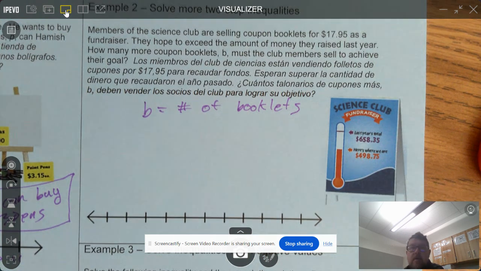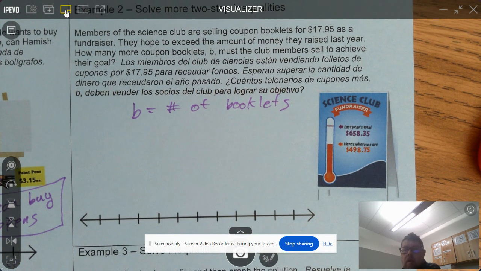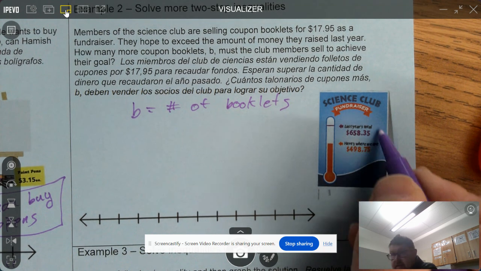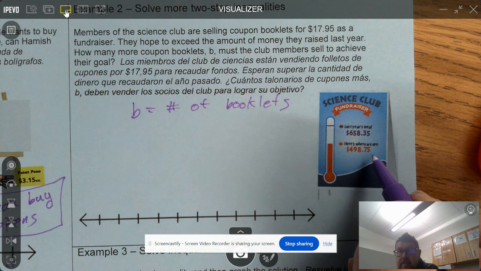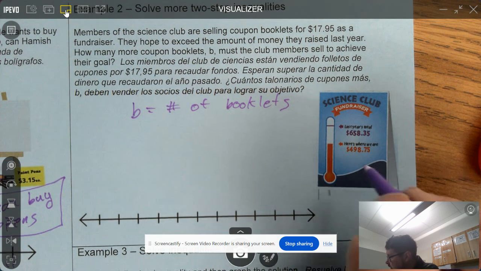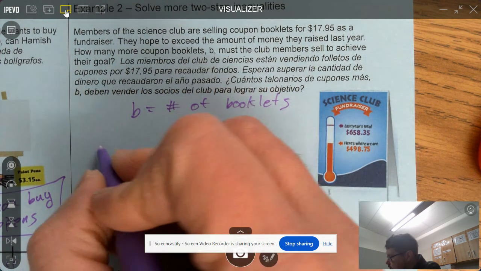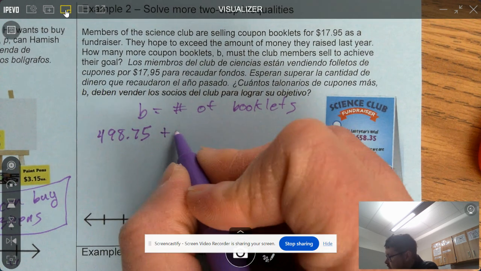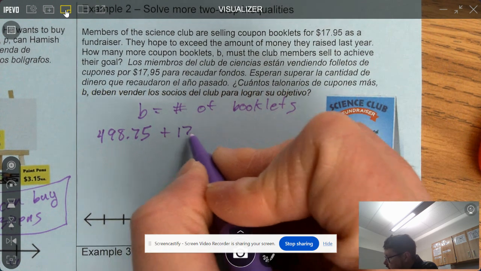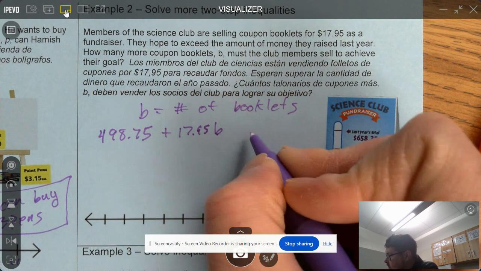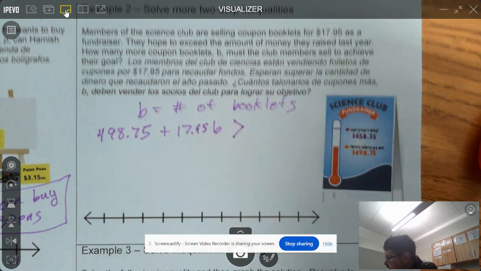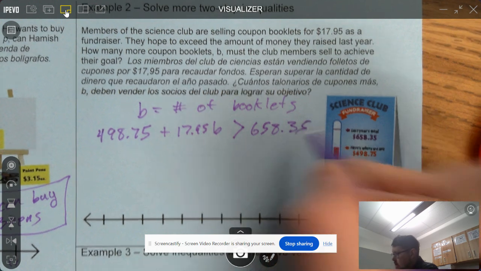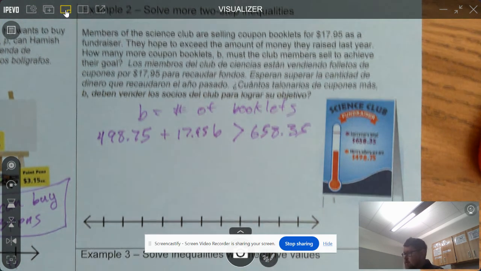So the idea here is that we want to get higher than that 658.35 because that's what they did last year. That's what they have so far. So we're just going to start with that. What is that? 498.75. Okay. And then we have to add on the cost of the coupon booklets, which is $17.95, and then how many of them they sell. So that's that B. And then we want to get more than what they got last year. That's 658.35.